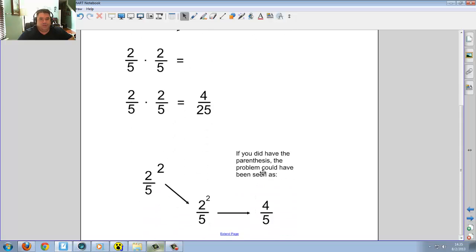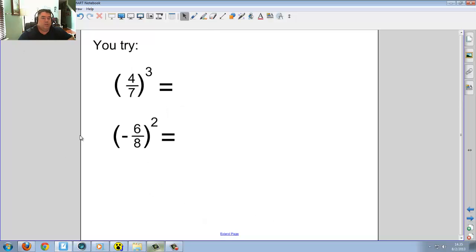And I just showed you if you didn't have the parentheses, you would have 2 squared over 5, which makes a different answer. Why? Because the 5 is not being squared in this situation. Why isn't it being squared? Because this is sitting on top, so it's servicing the numerator, not both. You try, go ahead. I'll pause me, go ahead. Let's see how you did.